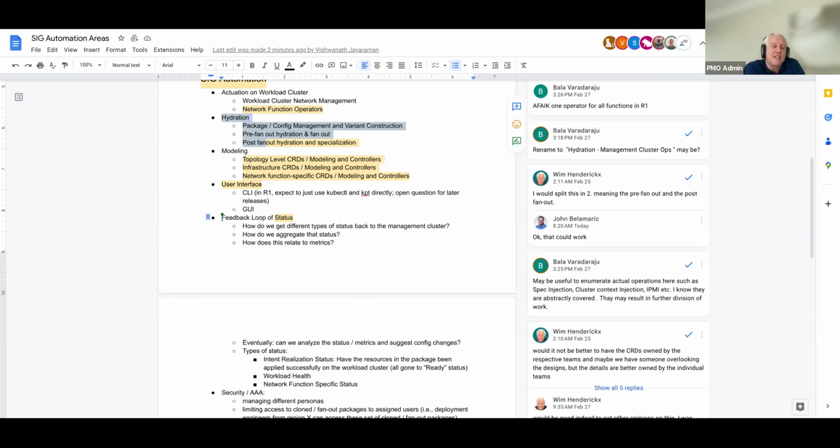I think security and AAA are important, but we first have to start getting the implementations going for R1, right? So I was thinking of an approach where certain people focus on the pre-hydration, some teams focus on the hydration, and other teams focus on the workload cluster. Then all the issues on our GitHub can be assigned: this is team A, this is team B, this is team C. They are the owners, and how they divide the work is up to the team. At least we have the whole thing going.